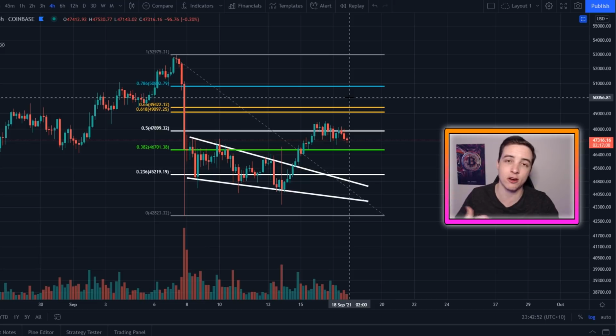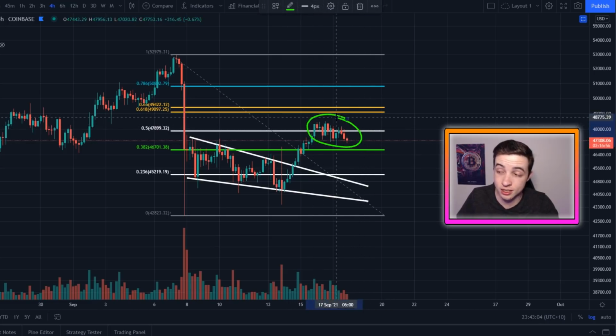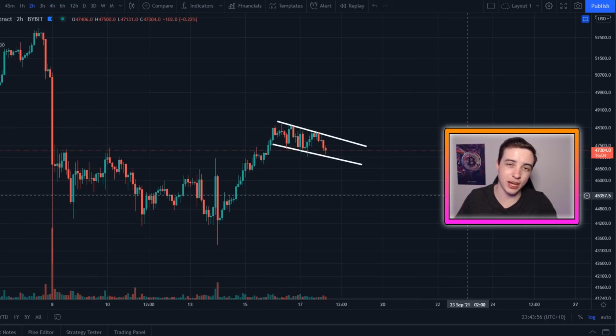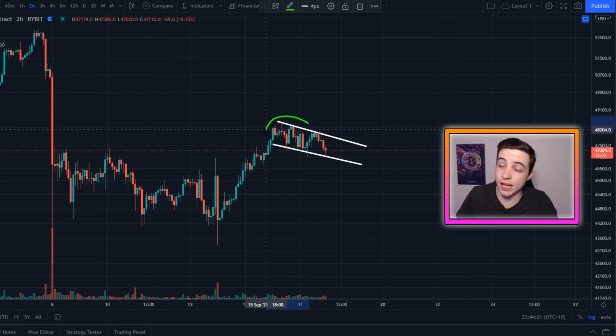Obviously that would be a very bullish sign, but of course we have not seen that just yet. So there's really no major reason to be overly bullish just yet, at least. Probably one of the main bullish signs that we are seeing at the moment in the market is the fact that right now we are potentially forming a bullish flag.